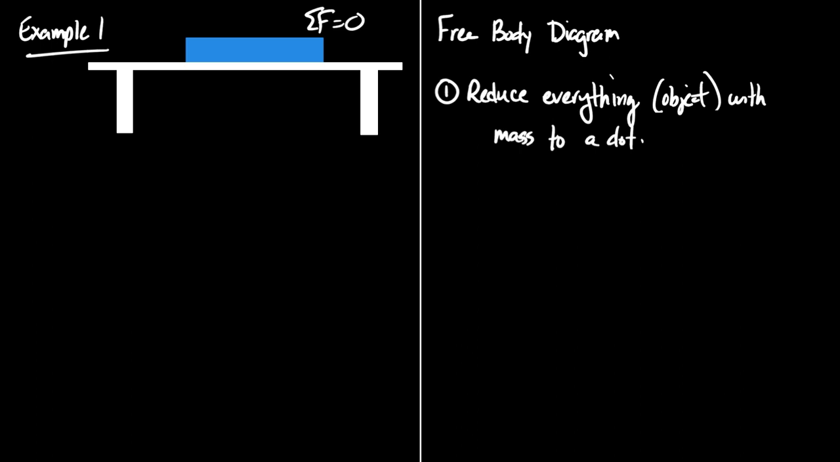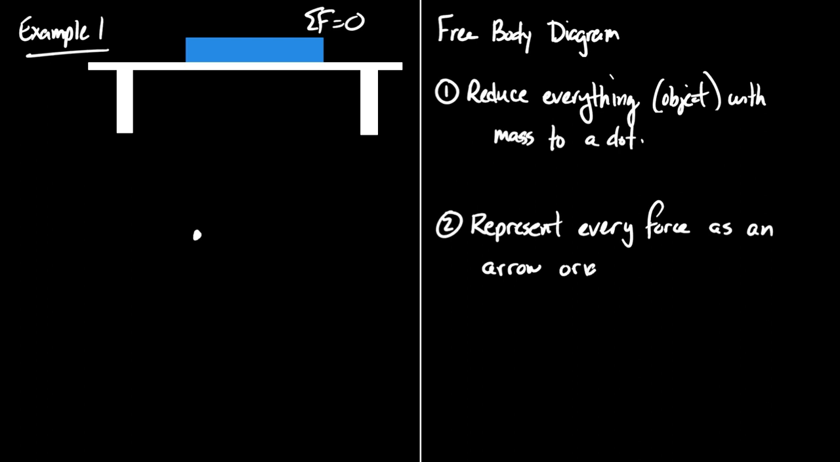Now, we have a book, so done. I've drawn my dot to indicate the book. Next, we represent every force as an arrow. And they originate at the dot. So they always start at the dot and are drawn outwards. Next, every arrow must be drawn to scale.